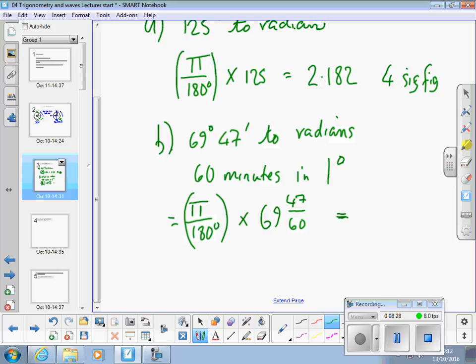What have we got? Come on, get your calculator out and do it. You're going to need to do it in the exam. If you do the shift on your fraction button, you can do a mixed number with a 69 in front of it and then the fraction after. 1.218? Correct.